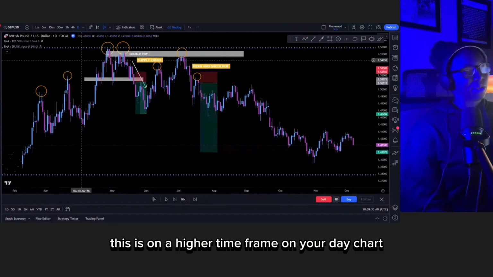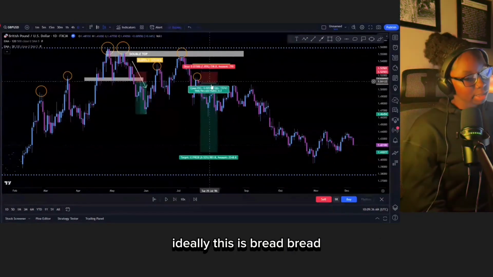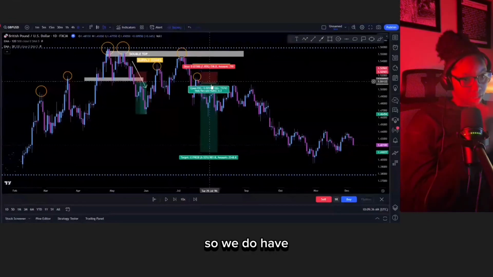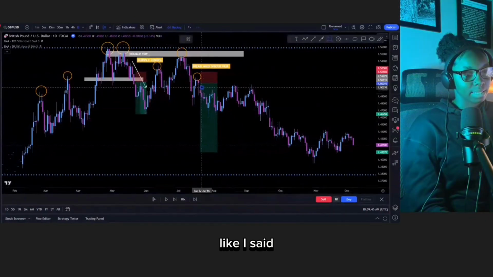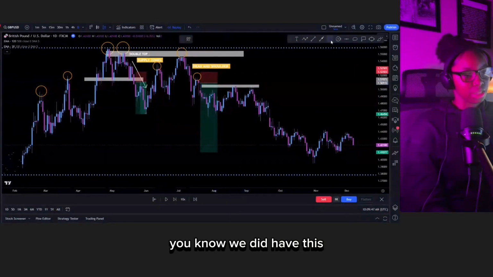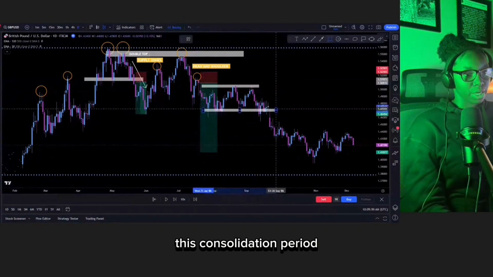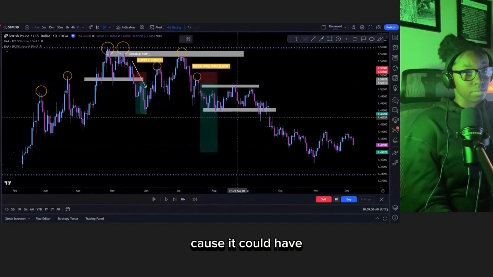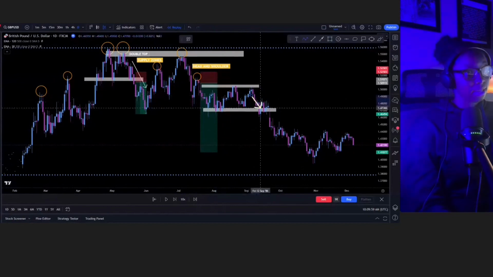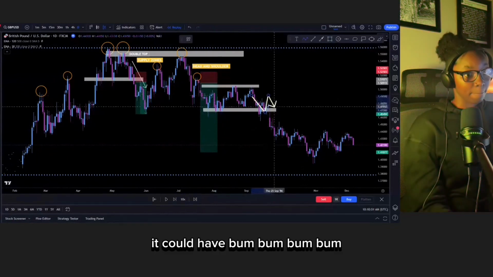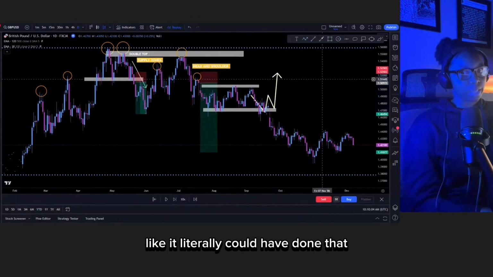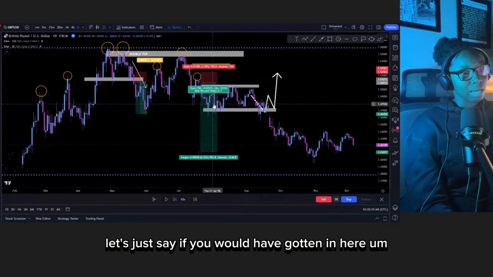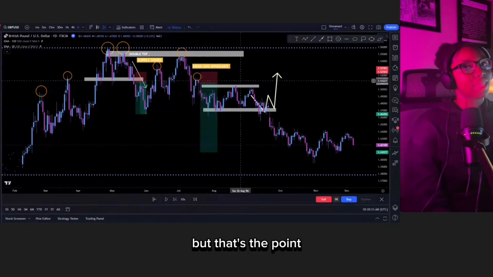This is basically a whole move here that you could have caught, and like I said, this is on a higher time frame, on your day chart. So technically, ideally, this is bread. Like I said before, this is money. We did have this consolidation period, like I brought to your attention before, where price kind of played in this area. It could have literally done that and gone the opposite way. And if you would have gotten in here, it definitely would have taken you out.